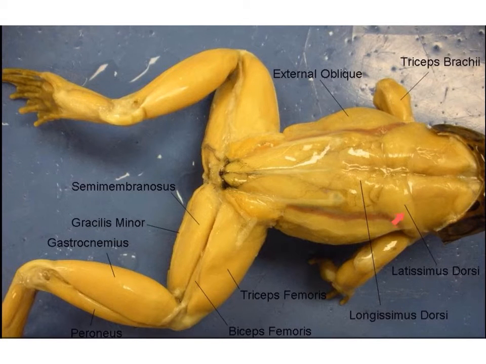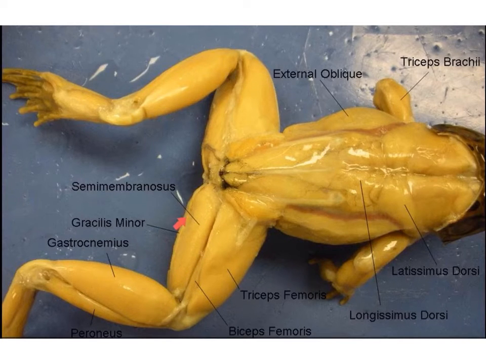Here again we have the latissimus dorsi. We can see the triceps brachii on the back of the forearms. The longissimus dorsi running the length of the back. Again, remember that this is the dorsal surface. On each of the sides we have the external obliques. Here we have the triceps femoris, named because it has 3 insertions. In the middle is the biceps femoris, followed by the semimembranosus.